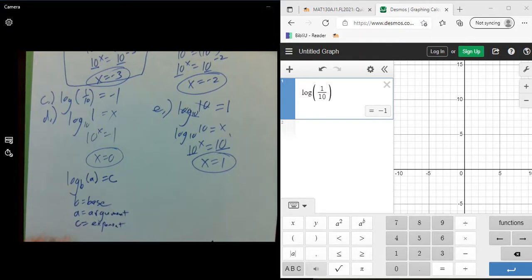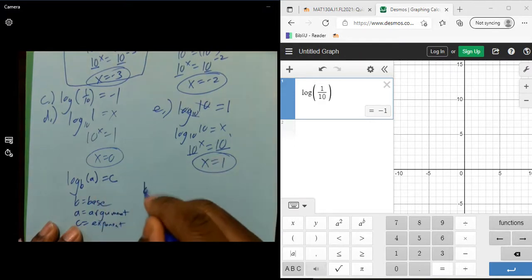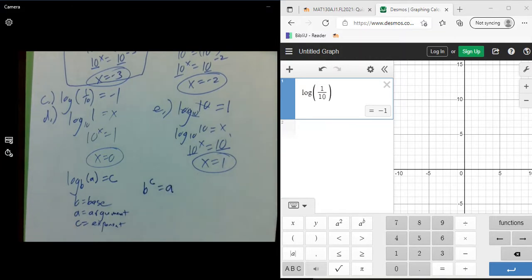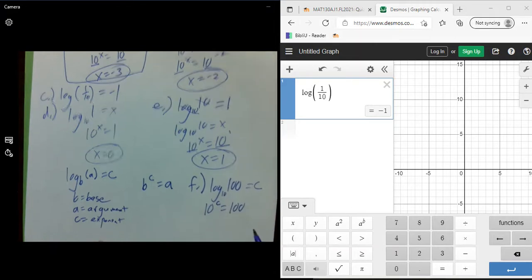Okay, now, when we rewrite this as an exponent, we would take the base B to the power of C, and it's supposed to give us A, which is basically what we've been doing here. So we're going to move on to F. So we have log 100. Remember that base is 10. So we want to find what C is, which is the exponent. So it'll be 10 to the C is equal to 100, because we're trying to make this argument.